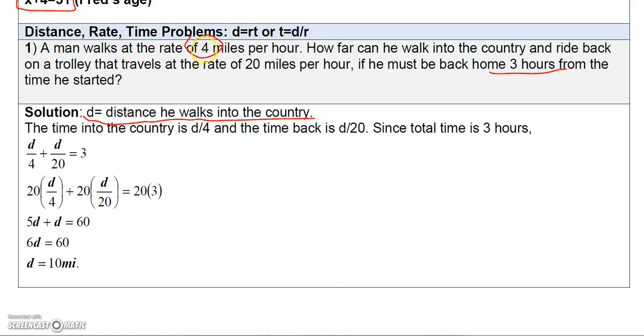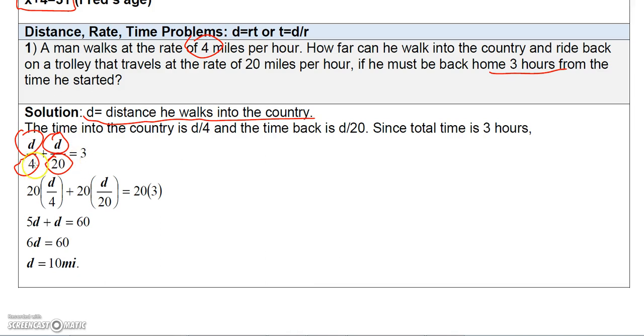So the time it takes him to walk to the country must be the distance he traveled to the country divided by the rate, which is 4. And then the time for him to come back must be the distance he traveled back, which would be the same as the distance going, divided by 20, which is the rate of the trolley. So now we know that the distance d over 4 is the time walking into the country, d over 20 is the time returning, and that's got to be equal to 3 hours.